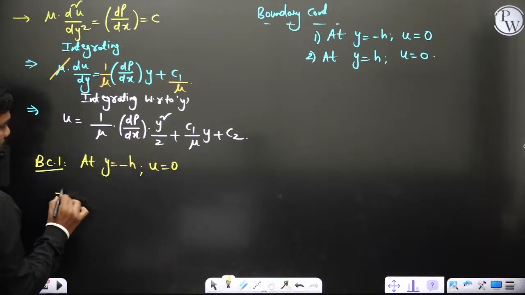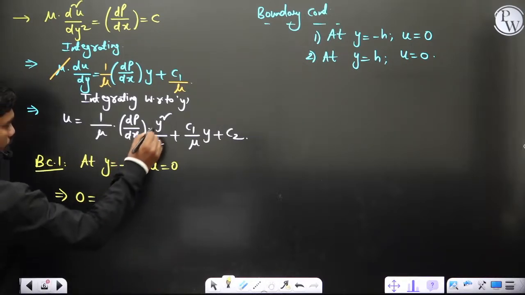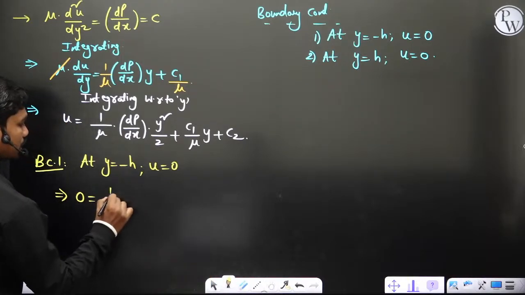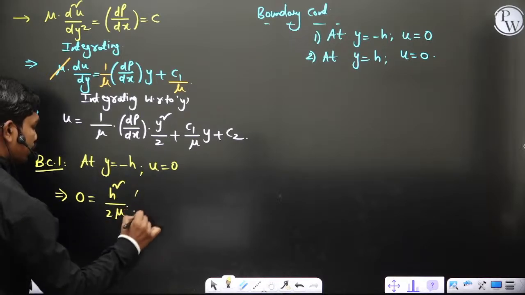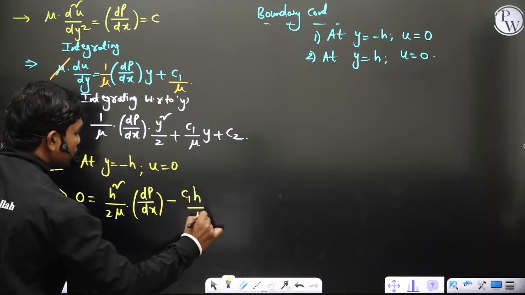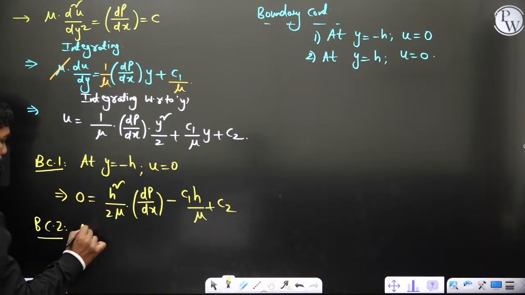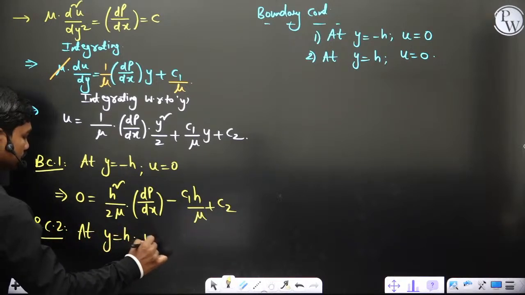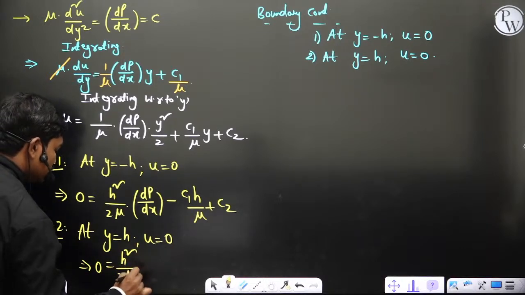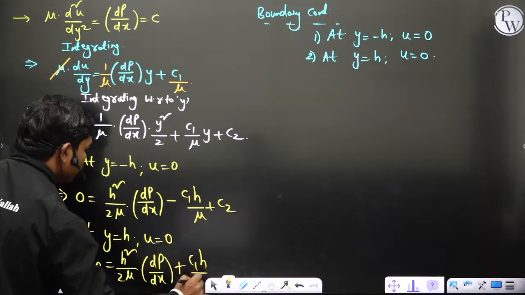So if you put y equal to minus h here, 0 is equal to, when you put y equal to minus h, this is plus h square actually, because minus h whole square is h square, by 2 mu into dp by dx minus c1 h by mu plus c2. Also if you apply boundary condition 2, at y is equal to h, again u is equal to 0, so 0 is equal to h square by 2 mu dp by dx plus c1 h by mu plus c2.